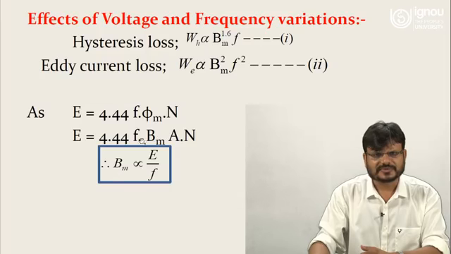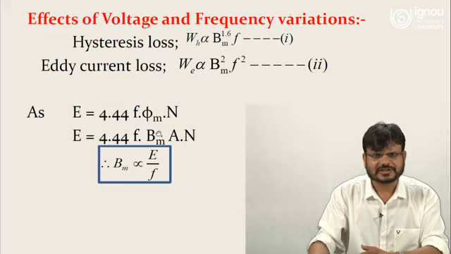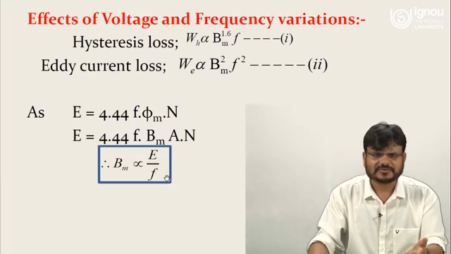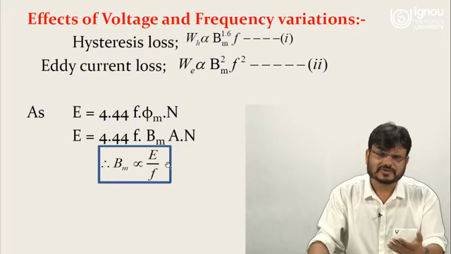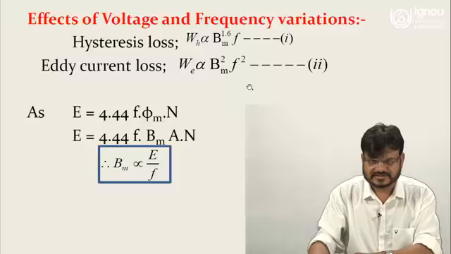Because 4.44 is a constant, the area is a constant, and N is constant, the maximum flux density Bm is directly proportional to E divided by the frequency. So the flux density is directly proportional to the induced EMF E and inversely to the frequency. If E and F change in direct proportion, then Bm is constant. At that time, hysteresis loss will be directly proportional to the frequency and eddy current loss will be directly proportional to the square of the frequency.